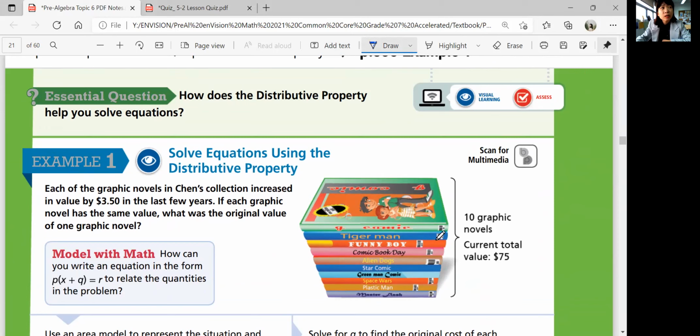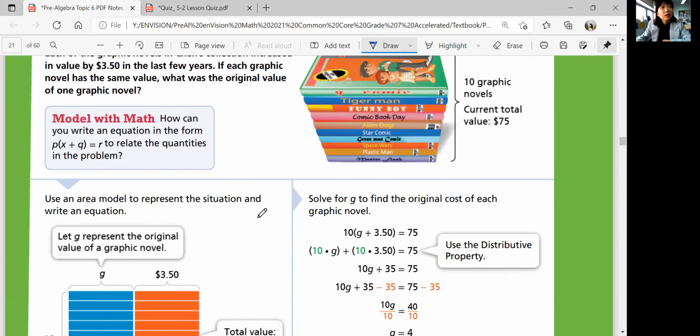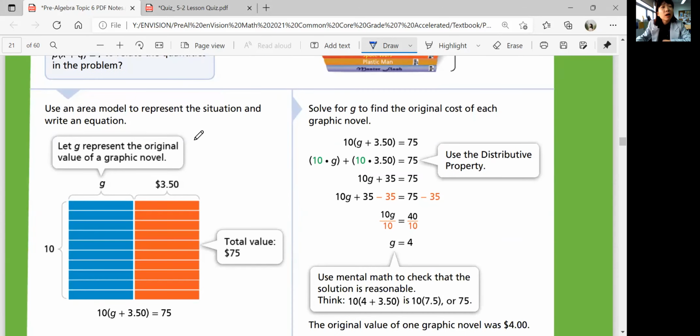So we have the information that 10 graphic novels have a total value of $75. Right now, it's the current total value, but it was actually less valuable. It increased in value $3.5 in the last few years. So, how can you write an equation in the form P times parentheses X plus Q equals R to relate quantities in the problem? So let's think about what's going on.